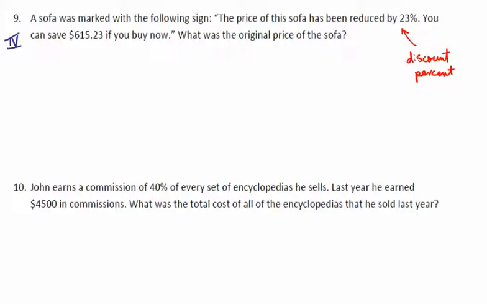Now you can save $615.23 if you buy now, and that is the discount amount. So that's how much you'll save. So we don't want to confuse those two, but they're very much related. So if you were to multiply the discount percent times the original cost, so in this case it would simply be 0.23 times x, you will get the discount amount.